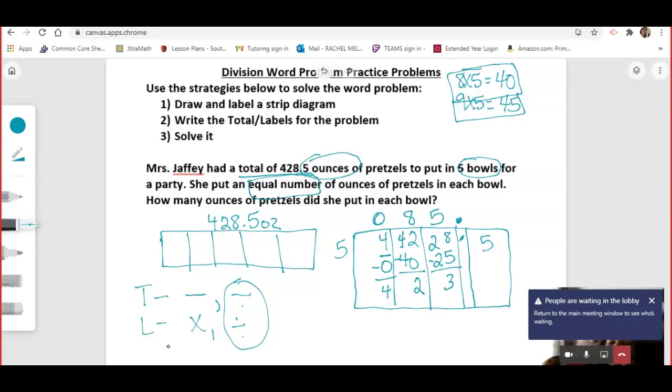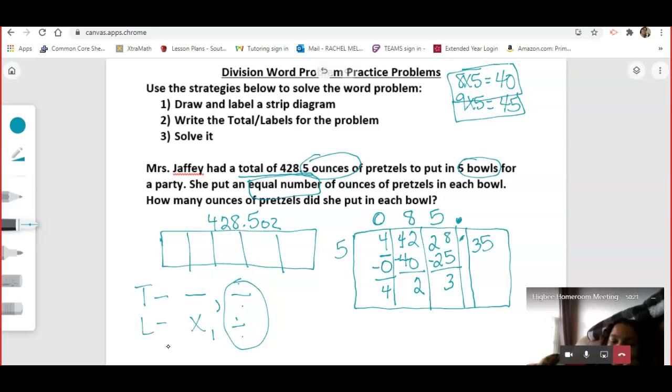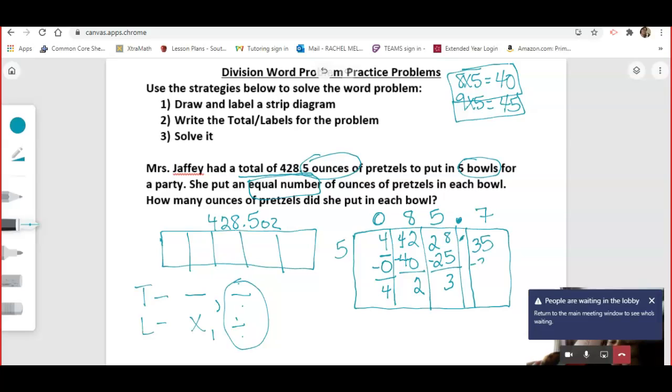Sorry guys, I'm letting people in. So yes, we carry that over to the 10th place. We do not put it in the decimal column. The only thing that goes in the decimal column is a decimal. So how many 5s can I get out of 35? 7. Good. So 7 times 5 is 35.